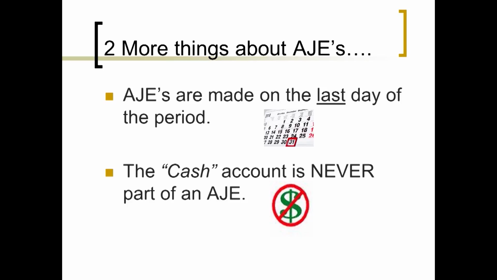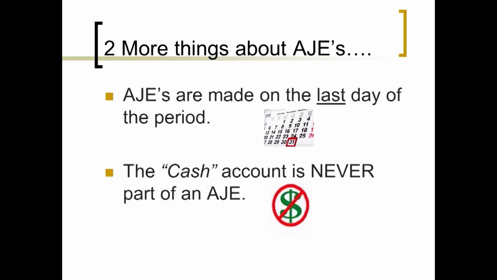We make adjusting journal entries on the last day of the period, okay? Now, I did not say the last day of the year. I said the last day of the period. Because some companies do AJEs every month because they make monthly financial statements. Some companies only do AJEs at the end of the year because they only do yearly or annual financial statements. But you always make them on the last day of the period. Does that make sense? Okay.